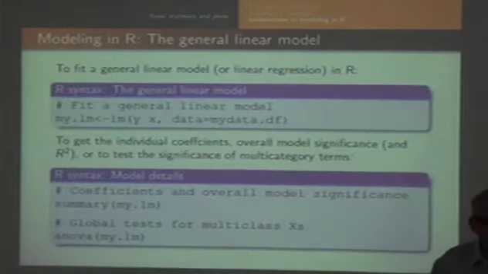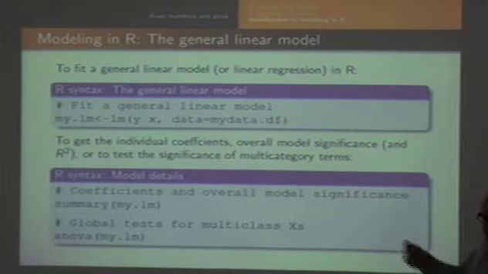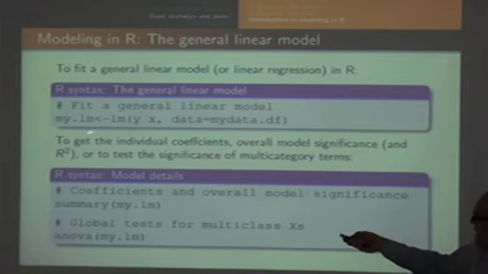So to fit a general linear model in R, I should say, sorry, there's supposed to be a tilde there that hasn't come out. I don't know why. I'll have to make that correction, sorry. I'm just going to make a note of it. So between that Y and X there should be the tilde.